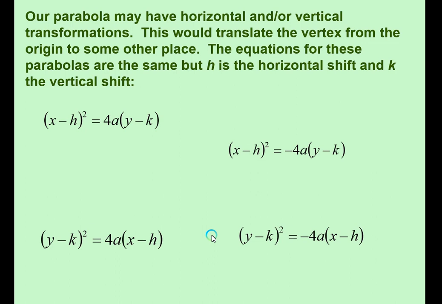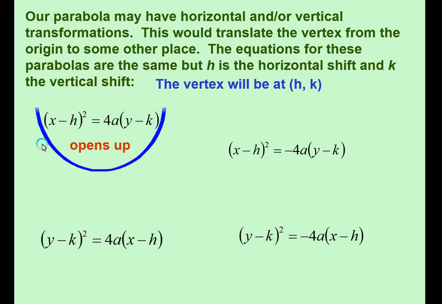So we will have x minus h squared is equal to 4a times y minus k for this one, or you will have negative 4a, or either y minus k squared is equal to 4a times x minus h, or your 4a is negative. So the vertex will be at h and k. So take note, this value will represent the vertex of your parabola.